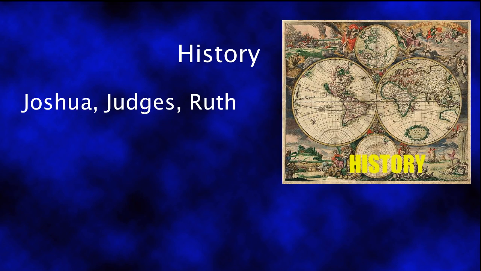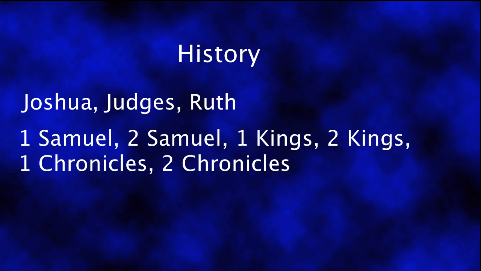After the law comes history. There are 12 history books. Picture a judge named Joshua sitting in a courtroom. He is passing sentence on a woman named Ruth. At one time, she was baby Ruth, but now she is grown. Joshua judges Ruth. Those are the first 3 books in history. Next, we have 3 pairs, or another 6 books. They are arranged in opposite alphabetical order. 1 Samuel, 2 Samuel, 1 Kings, 2 Kings, 1 Chronicles, and 2 Chronicles.